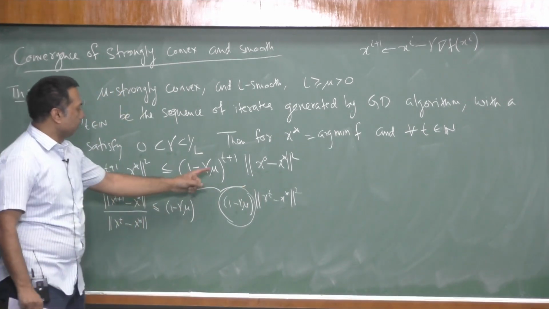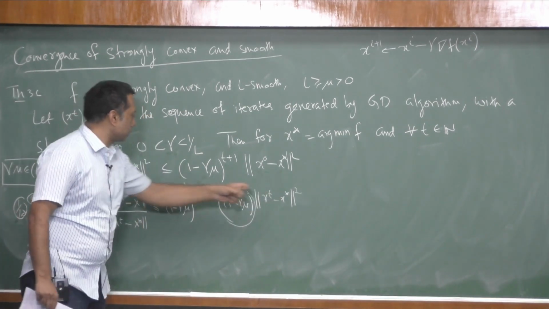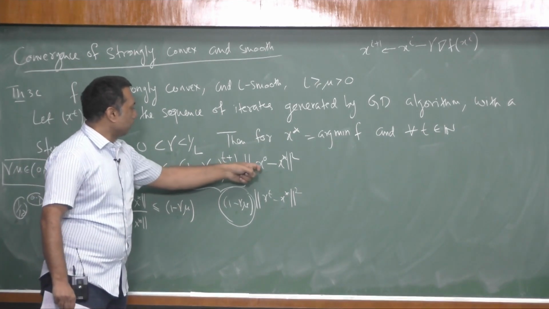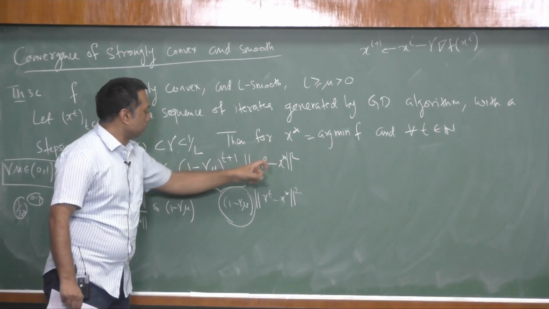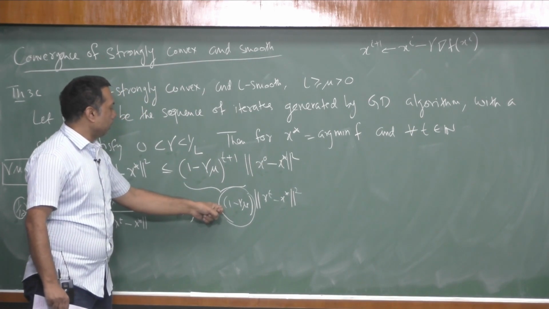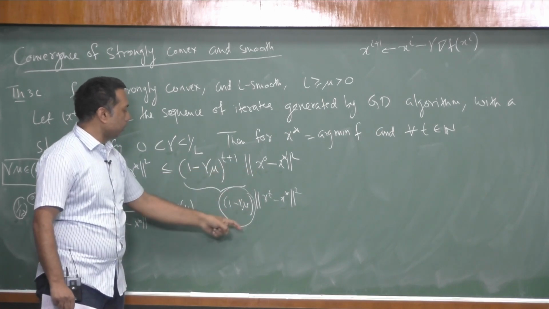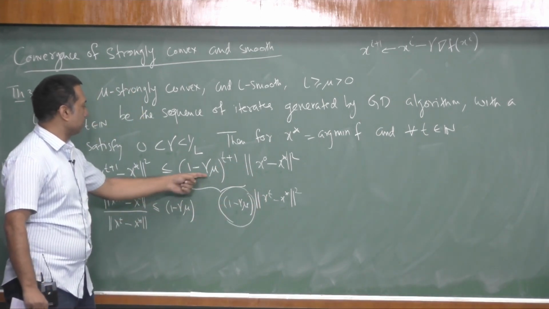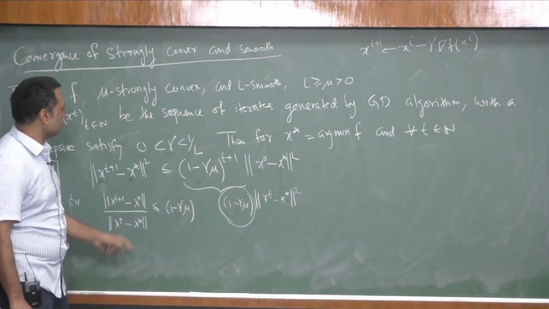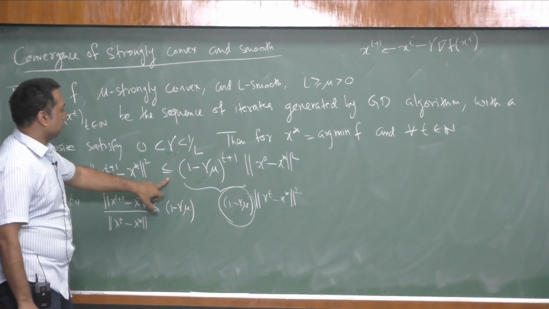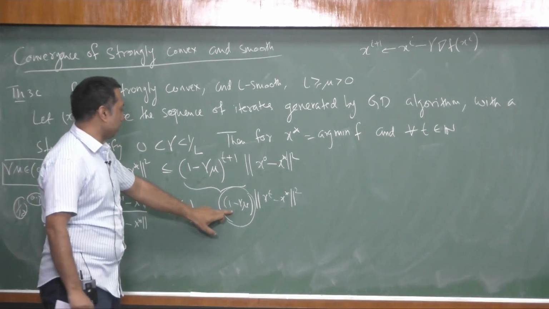If I keep substituting, the norm of x(t-1) minus x star is again less than (1 minus gamma mu) times the norm of x(t-2) minus x star, so each time you will get this factor of 1 minus gamma mu. If you keep backtracking, in fact when we prove this, we will say that the result follows by recursion. So this decides our rate of convergence.